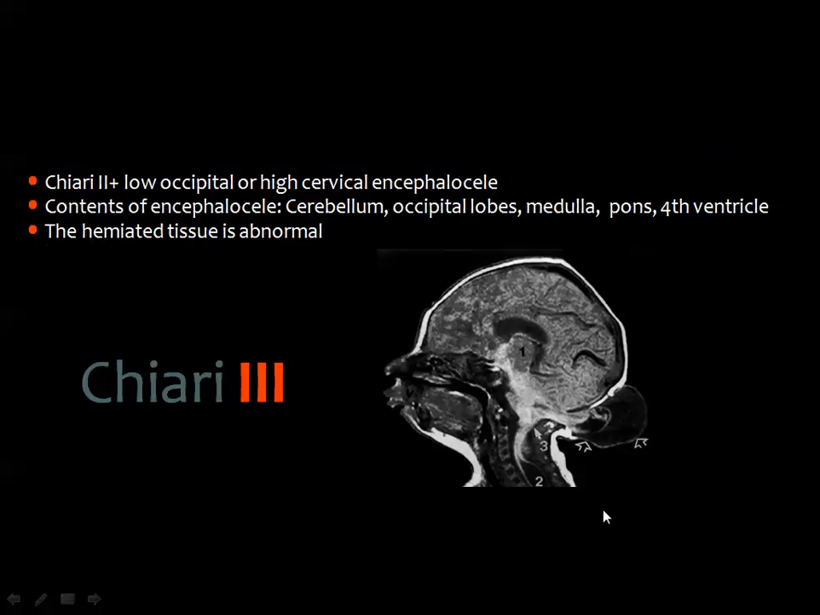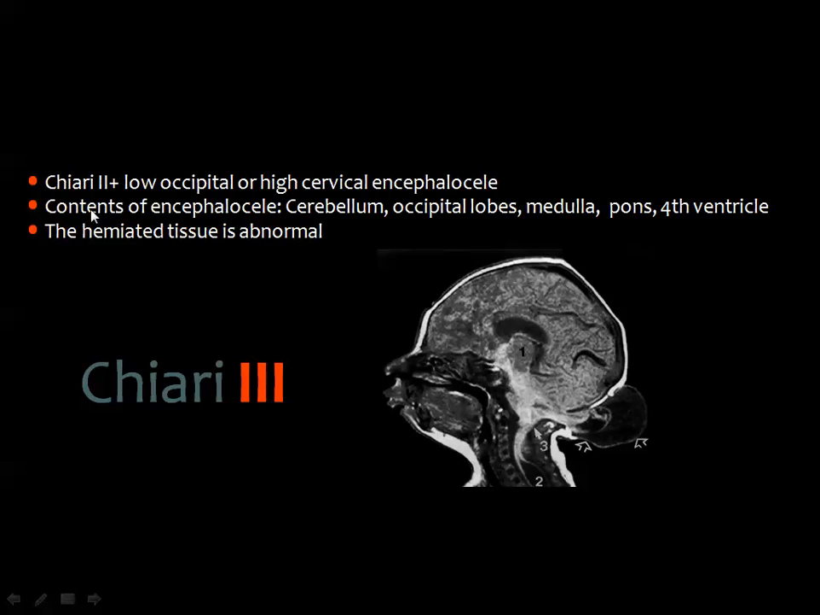Then Chiari-3 malformation means that there is some more tissue coming down from the posterior fossa. This requires that there should be a space for these structures, and this space will be in the form of an occipital or upper cervical encephalocele or meningocele.